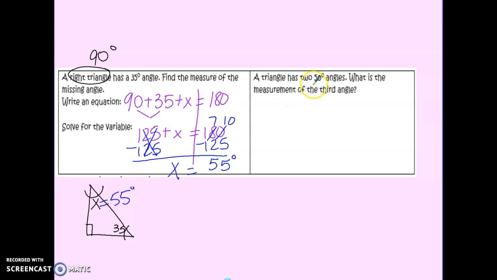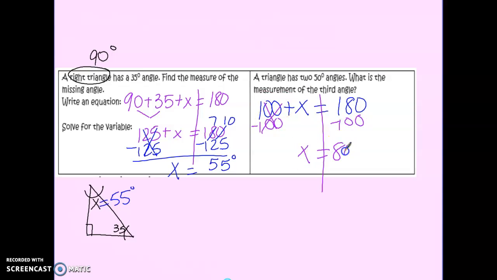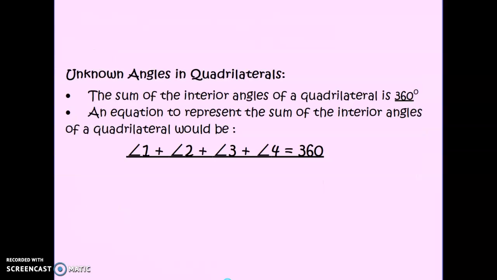So we have two 50-degree angles, which we know is 100. That's angle 1 and angle 2. So plus x equals 180. Okay, subtract our 100. Gives us x equals 80 degrees. Okay, let's try another one.